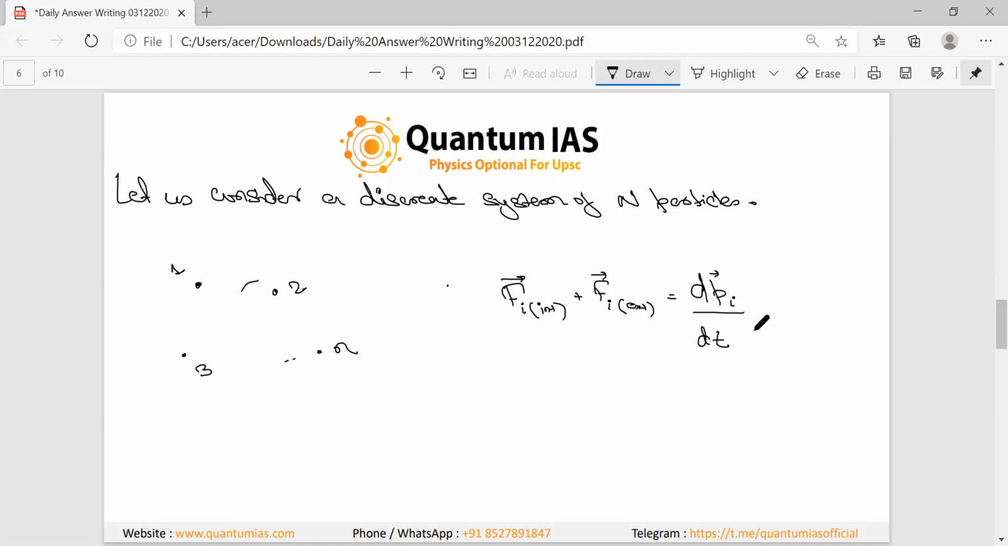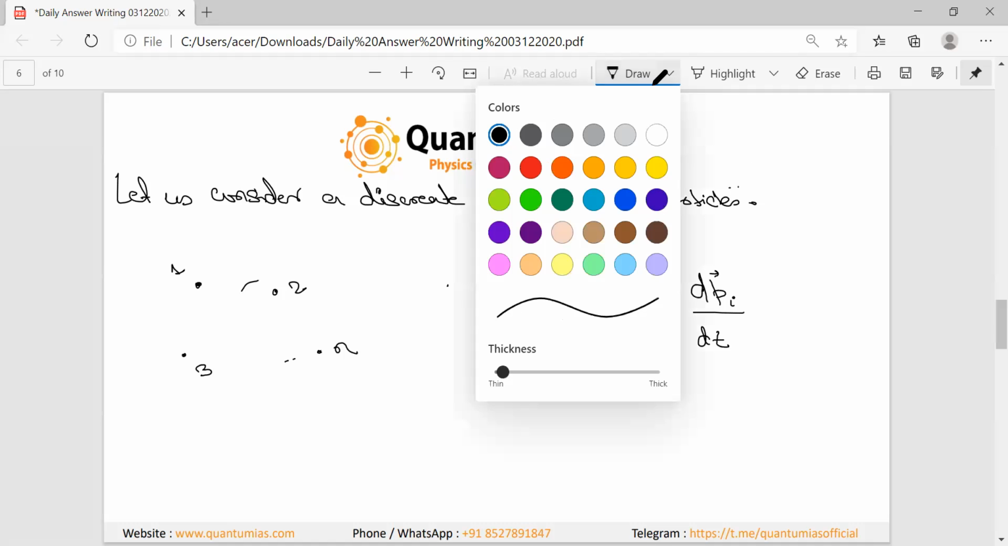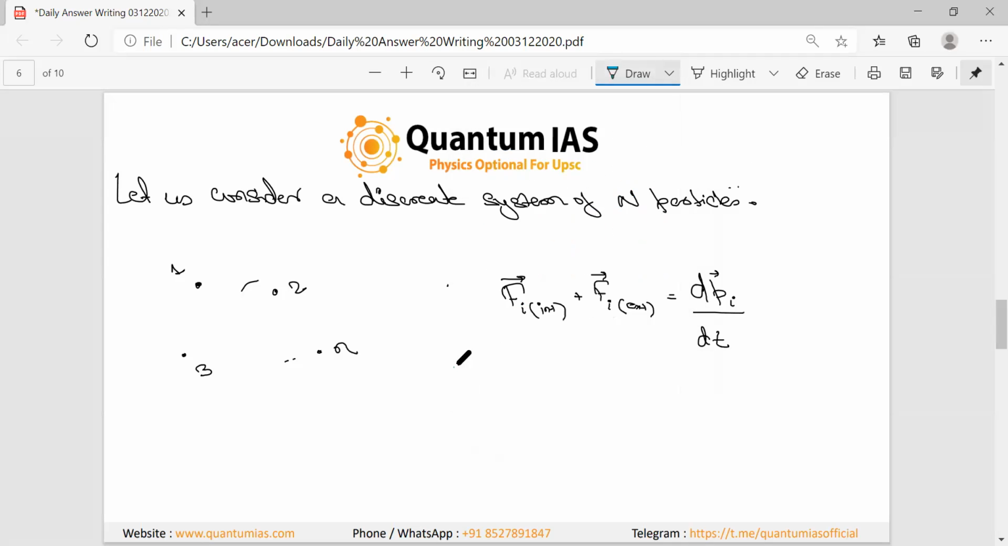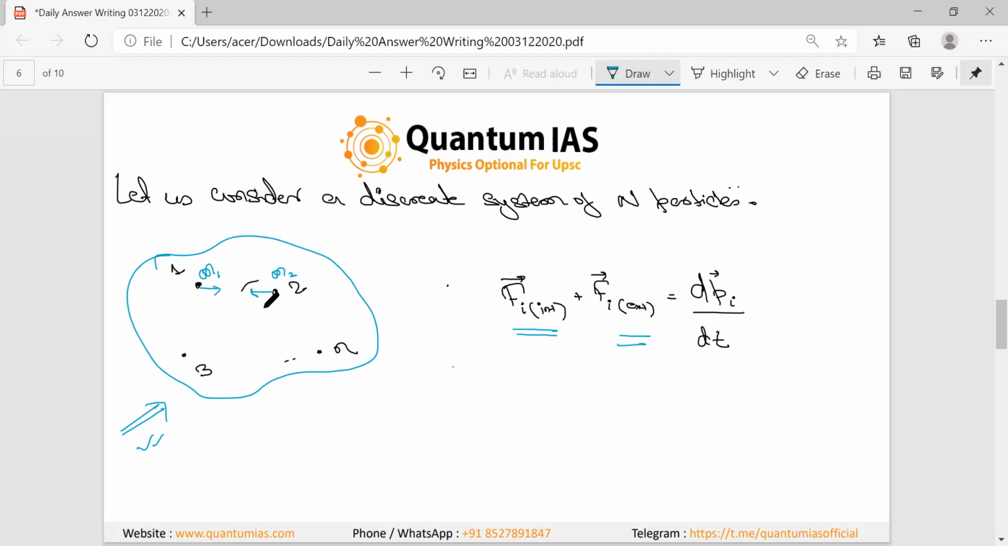Just try to understand these things. What is this? This force internal is due to the particles inside the system. Let's suppose here is mass m1, here is mass m2, right? And if we are pulling the whole system like here, this is the external force. But there will be a gravitational attraction between m1 and m2, so it will be considered in the F internal. So what happens if we sum these things up?